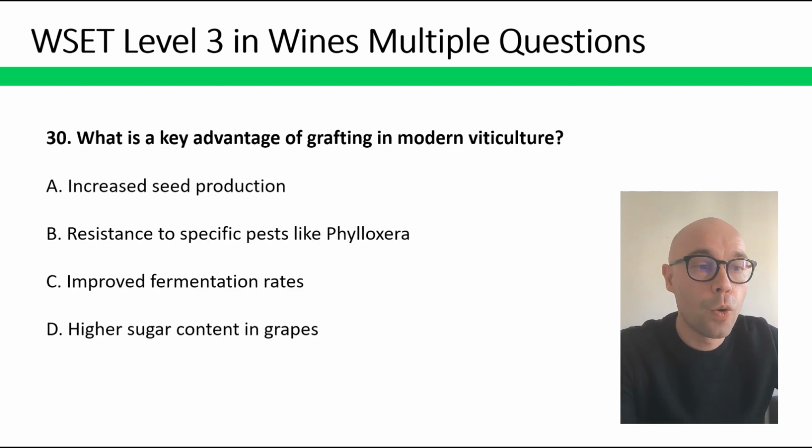Last question. What is the key advantage of grafting in modern viticulture? Increased seed production, resistance to specific pests like phylloxera, improved fermentation rates, higher sugar content in the grapes. The correct answer is B, resistance to phylloxera.